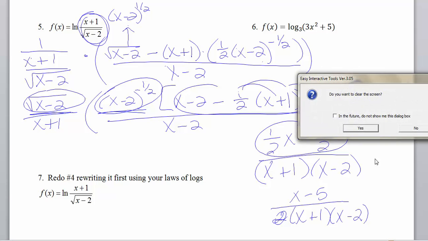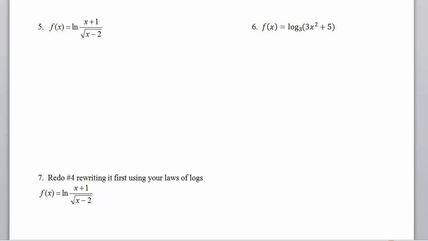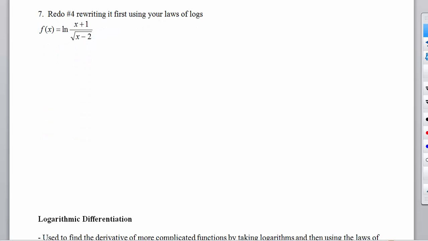You're going to take the natural log of both sides. Then you're going to use your laws of logs to simplify. Then you're going to differentiate implicitly, and then you're going to solve for y prime. You can kind of go back to it as we're doing a problem. Couple more examples.